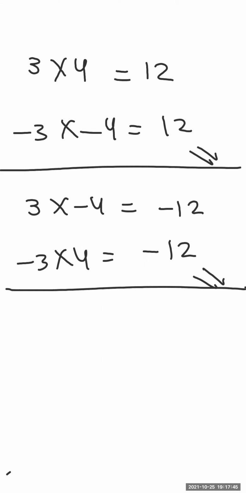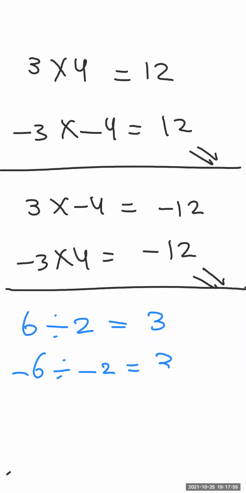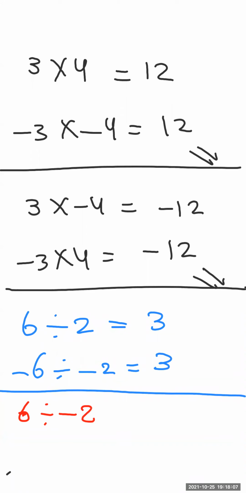The same exactly on division. Like 6 divided by 2 equals 3. Negative 6 divided by negative 2 also 3, because the two signs are the same, so the result will be positive. But if I divide two numbers with different signs, like 6 divided by negative 2, now the result will be negative 3. And if it's negative 6 divided by positive 2, also here two different signs, so it will equal the same, negative 3.